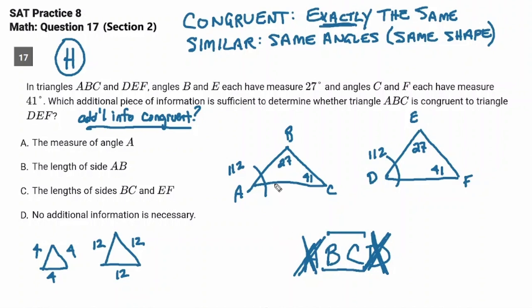Now let's look at B. The length of AB. If I know the length of AB, I'm going to make it up. I'm going to call it 8. It's my favorite number. So if I know that AB is 8, what do I know in terms of the other two sides of this triangle? The fact is I don't know anything, because this is 4, we said this is 12, but it could be anything, right? So that's not going to be helpful to me.